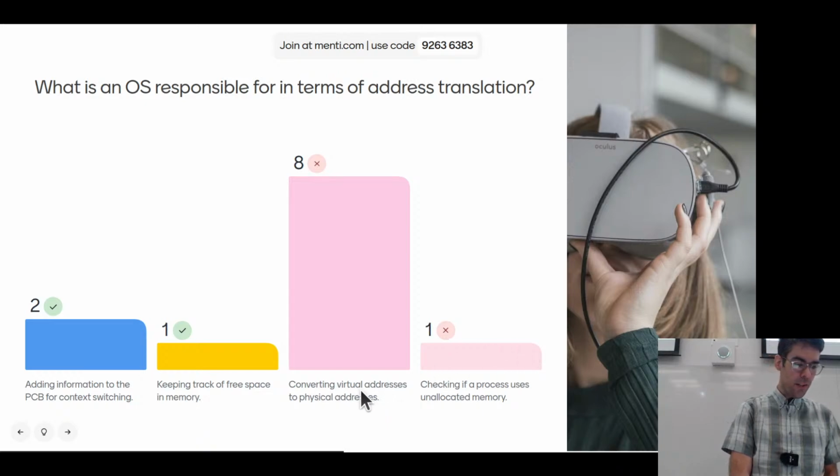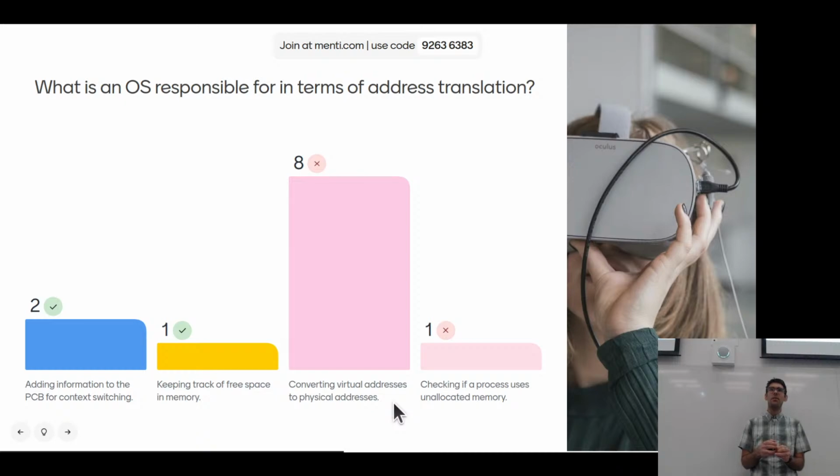Converting virtual addresses to physical addresses happens purely in hardware, entirely in hardware. The operating system's responsibility with regard to the hardware is to tell the hardware, this is where the address space starts for this process. The hardware, the memory management unit in this case, is doing everything in terms of address translation.